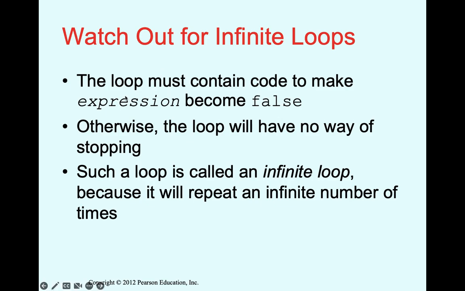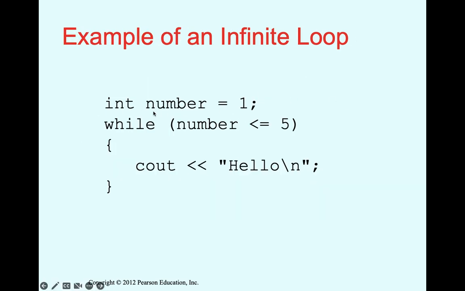So we need to take care that the loop body should contain something to make the expression false, because otherwise if the expression is true all the time, it will be an infinite loop and it will repeat forever. For example, in this code, number is 1, while number is less than or equal to 5, this is true, 1 is less than or equal to 5, so we'll print hello and then we check the condition again. Nothing changed number, so number is still 1, 1 is less than or equal to 5, it's true, so it will repeat forever. So this is normally not good.